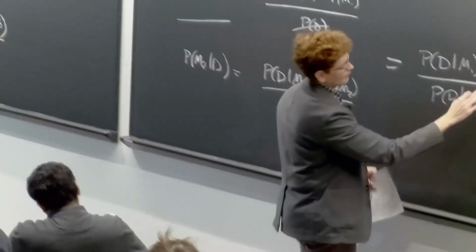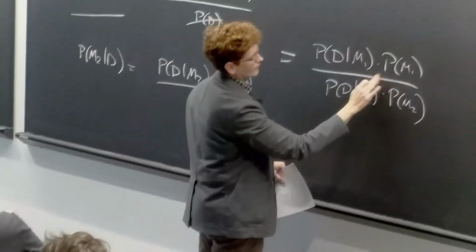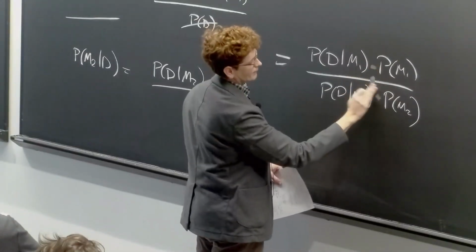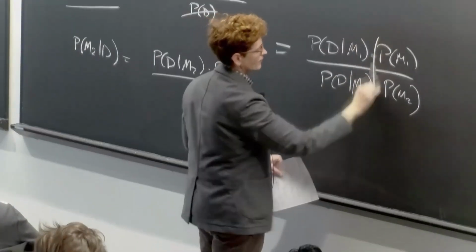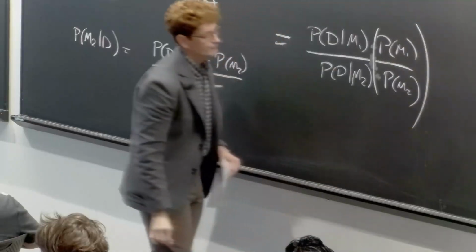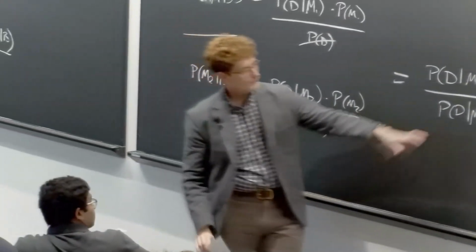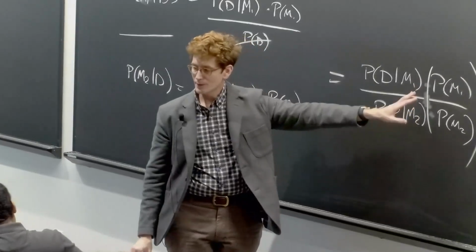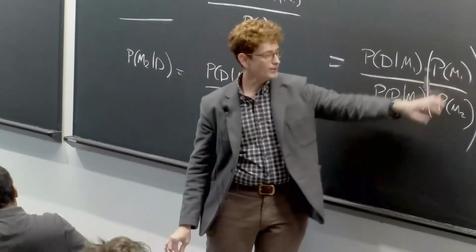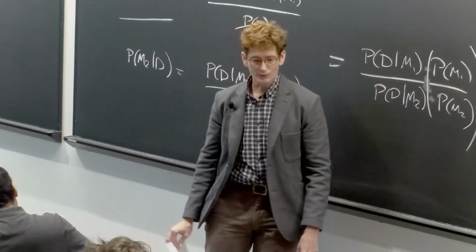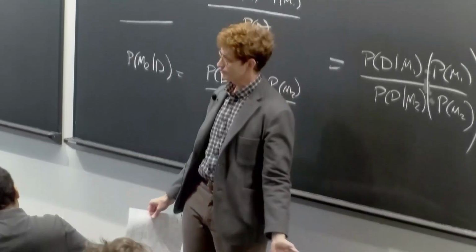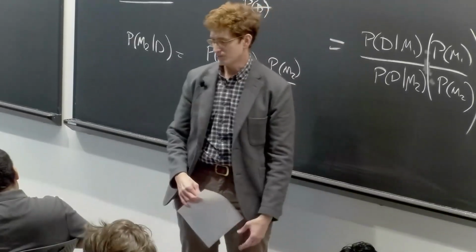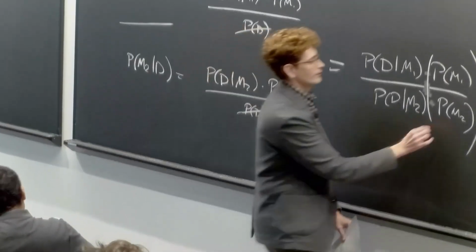So what is this term here? This is your priors. This is the probability that you believe the model without the data, right? So it's my prior belief in the probability of model 1 versus my prior belief in model 2. And if I'm agnostic between models, then this is basically unity, right? This goes to 1.